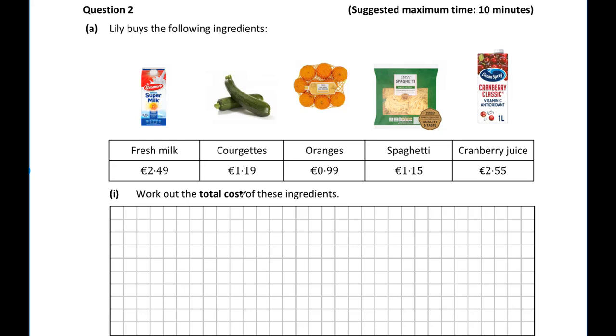Lily buys the following ingredients. Okay, all this stuff. Work out the total cost of the ingredients. So you just add all these together. So you're going to get 2.49 plus 1.19. Now, I generally don't put the units or the currency denomination in until the end, but you need to remember to put it. It just makes things messy, in my opinion. So I don't do it till the end.